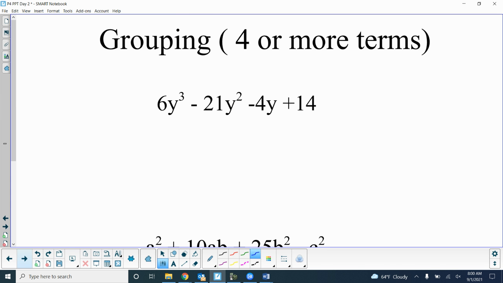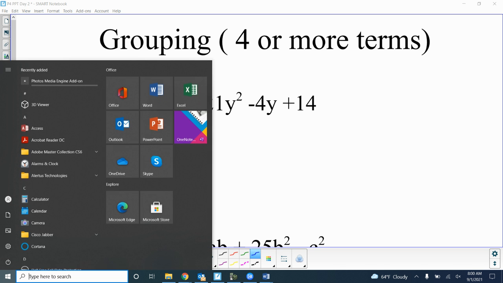All right. Grouping. 4 more terms. All right. Again, we always look for a GCF to start. Avery, is there a GCF in this first example? You sure? Well, we didn't group them yet, though. Just all 4 of them. Okay, good. Just checking to make sure you were sure.